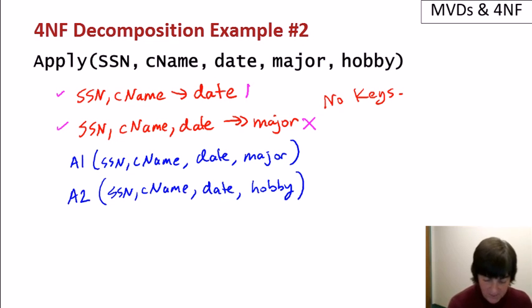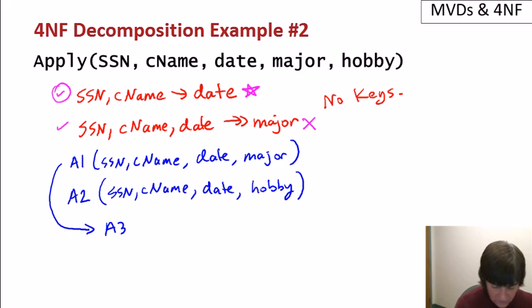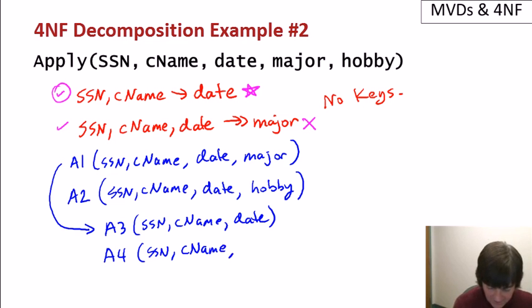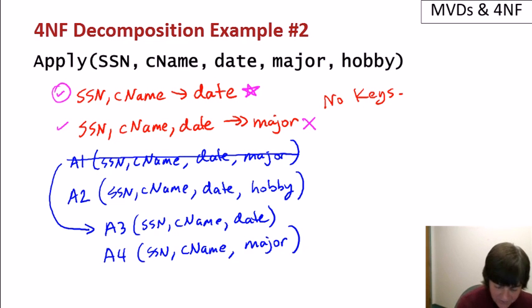Now let's take a look at our decomposed relations and see what we have in terms of functional dependencies and multi-valued dependencies for them. So after the decomposition, we don't have any more multi-valued dependencies, but our functional dependency actually applies to both of the decomposed relations, and we still don't have a key on the left-hand side. So we need to decompose further based on the first functional dependency. So let's start by decomposing A1. We'll turn A1 into A3 and A4, and A3 will have the functional dependency, all three attributes, and then A4 will have the left side of the functional dependency and the remaining attributes, which in this case is the major.